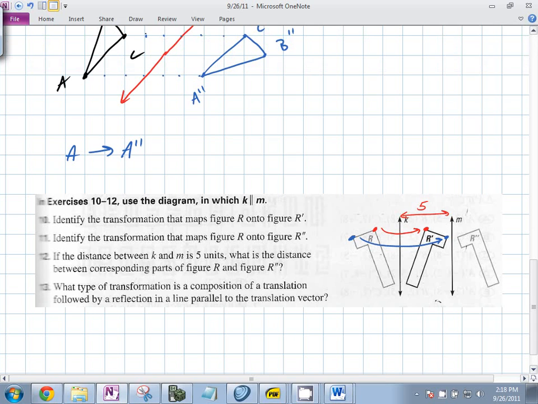Anybody have an idea here? It says, if the distance between K and M is 5 units, what is the distance between corresponding parts of figure R and R double prime? I'm sorry, I'm going to the wrong one. R double prime. Here and where's that one? Blue?